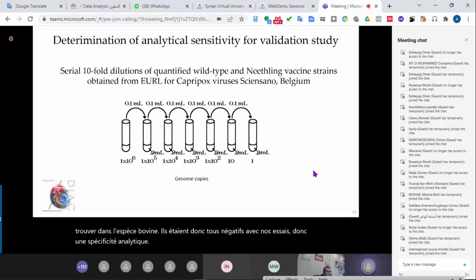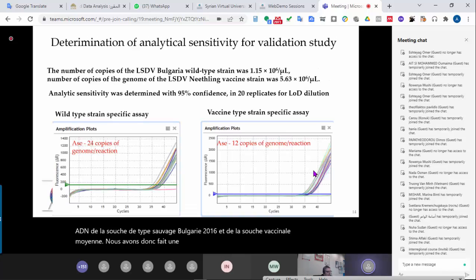Analytical sensitivity we have determined by using a reference genome from the European Union Reference Laboratory for Capripox viruses, Sciensano in Belgium, and they gave us quantified DNA from the wild type strain, Bulgaria 2016, and from the Neethling vaccine strain. So we just made serial dilutions of this quantified DNA.